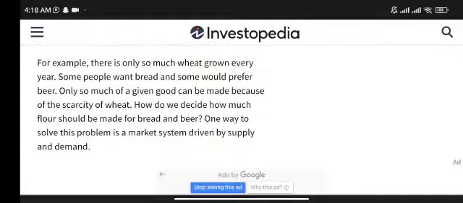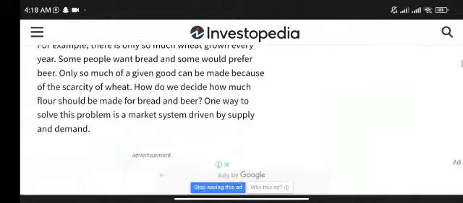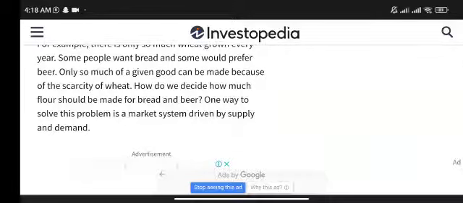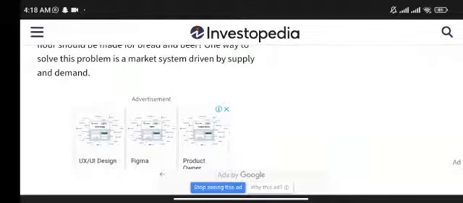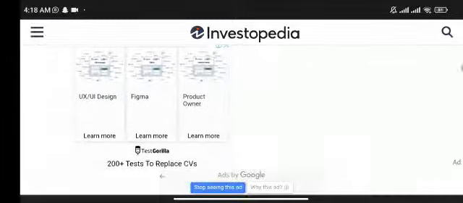For example, there is only so much wheat grown every year. Some people want bread and some would prefer beer. Only so much of a given good can be made because of the scarcity of wheat. How do we decide how much flour should be made for bread and beer? One way to solve the problem is a market system driven by supply and demand.